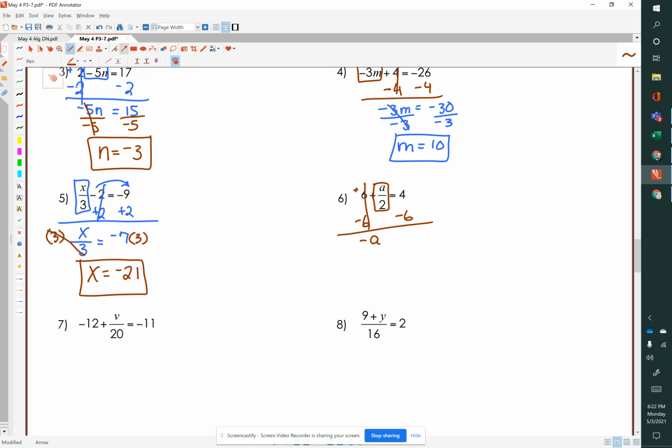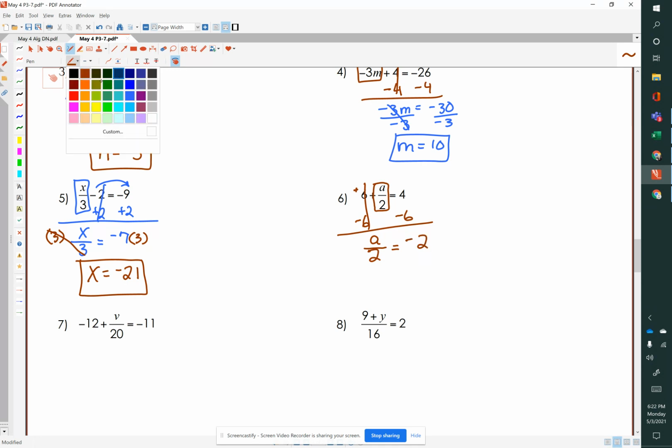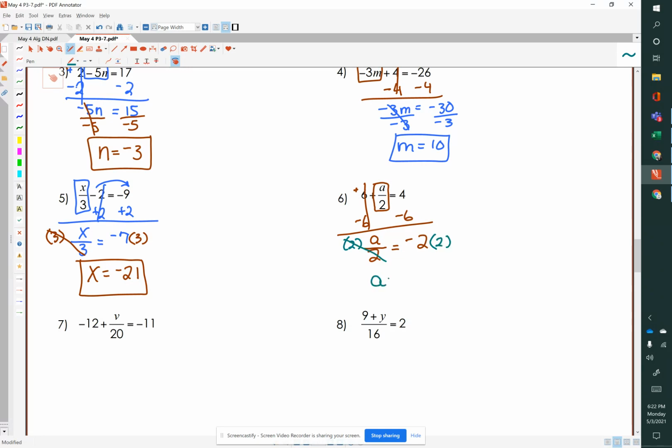positive a, being divided by 2, and that equals 4 minus 6, which is negative 2. So now what is happening to a? A is being divided by 2, so we'll use the inverse operation of multiplying by 2 to both sides of the equation so that we can isolate a, which now equals negative 4.